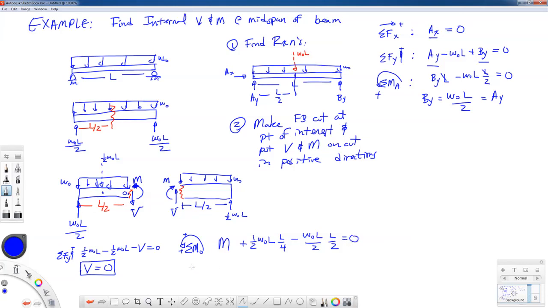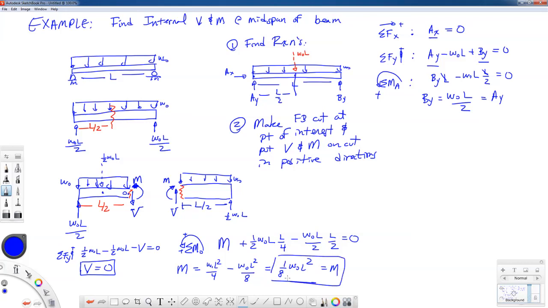I can solve for my bending moment. Let's see if I can do the math. I have taken this to the other side, a plus W0 L squared over 4 minus a W0 L squared over 8. Okay, so that's 2 over 8 minus 1 over 8. That should be a positive 1/8 W0 L squared for this particular example.